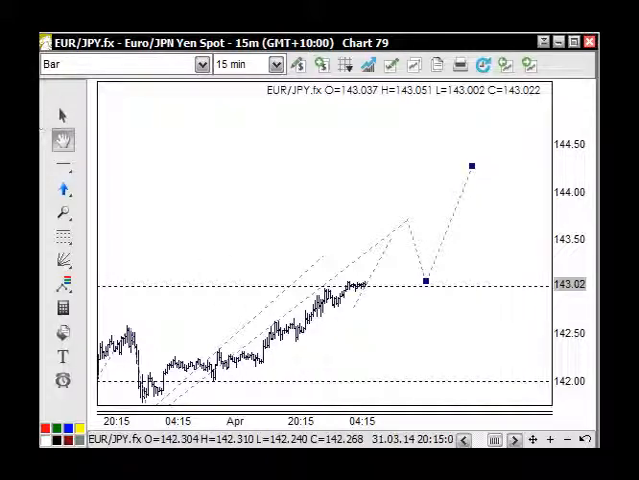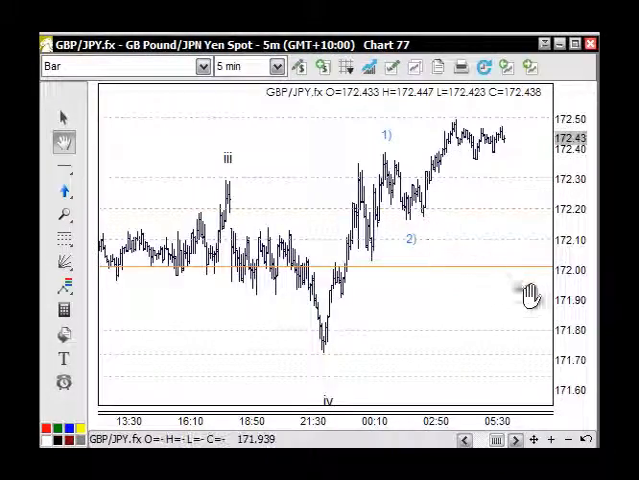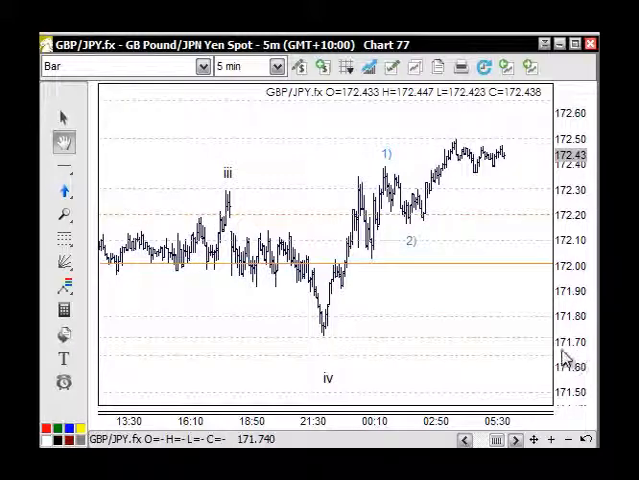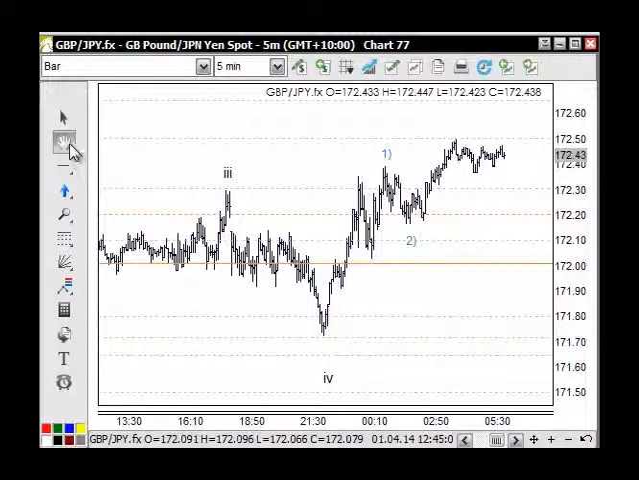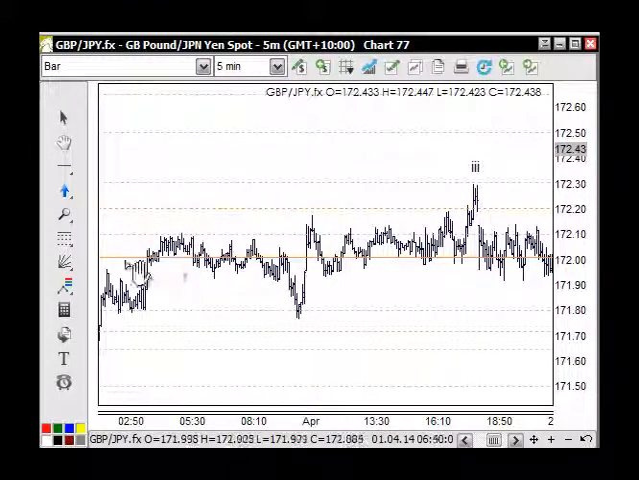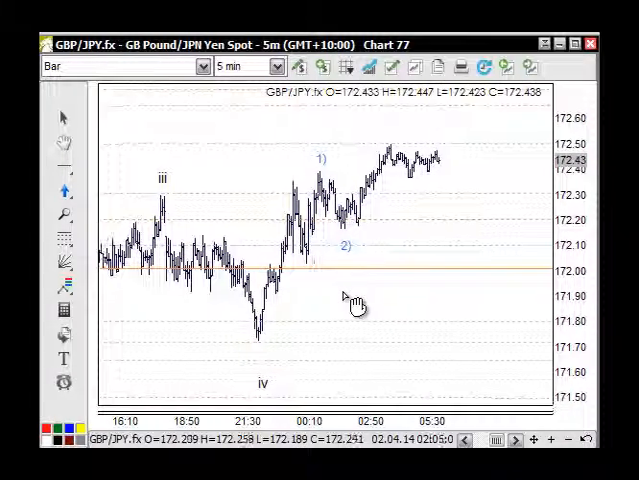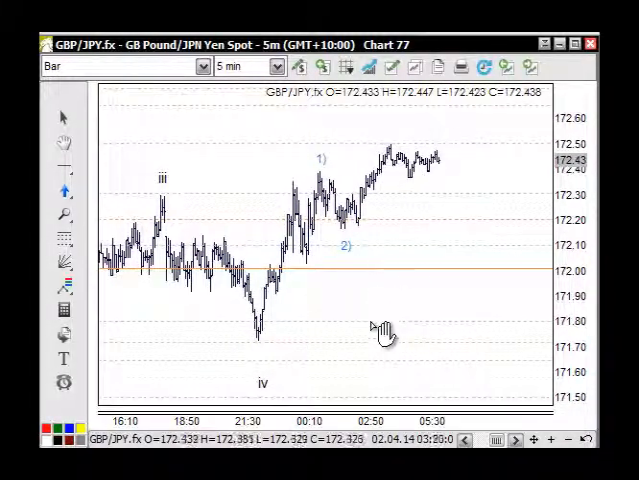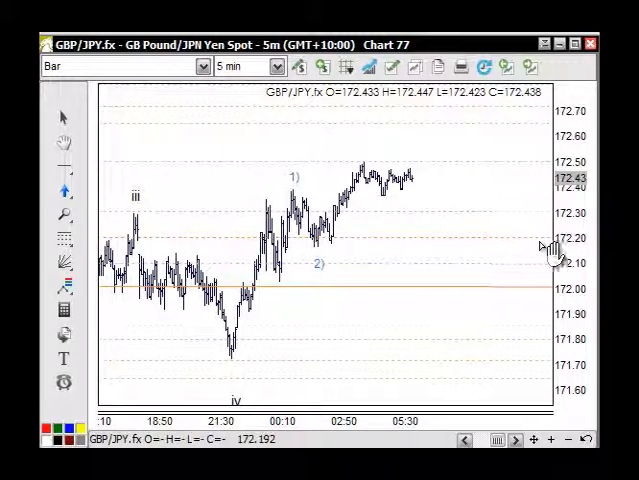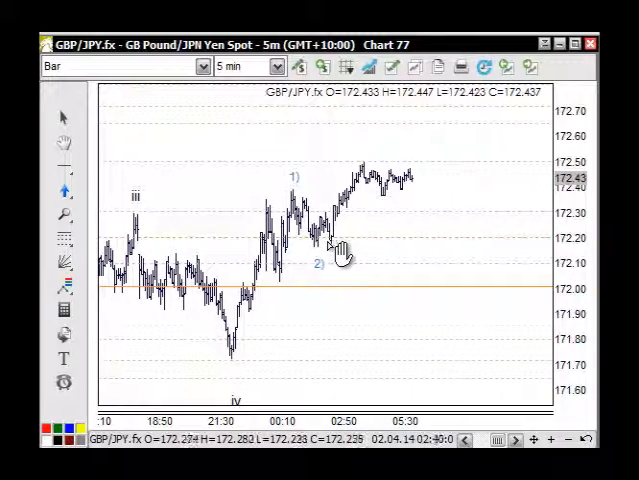The pound yen is much the same as the euro yen, still pushing to the upside. We're looking at trading up to the 172 here and exiting. It's just a 5-minute chart here of course, but pointing out that it's still got potential to the upside as long as the 172.20 holds, 172.22 or whatever in here. And then we'll see more to the upside here.